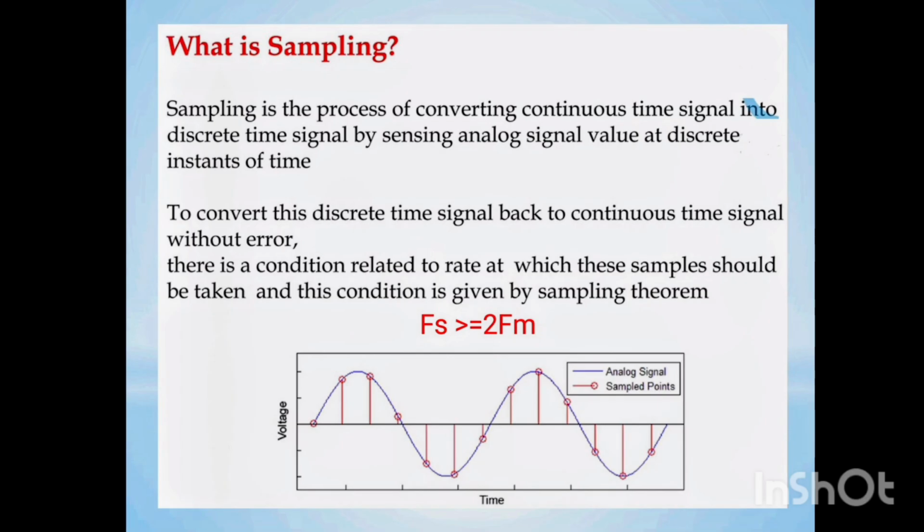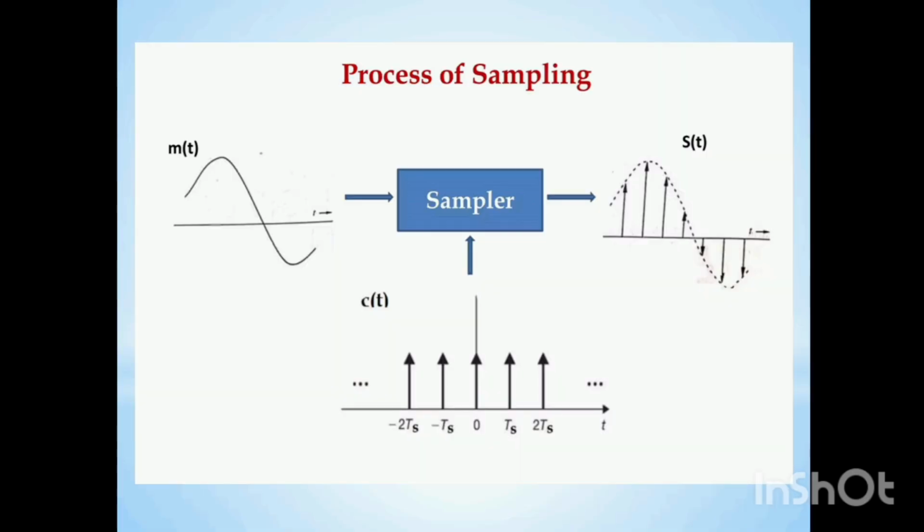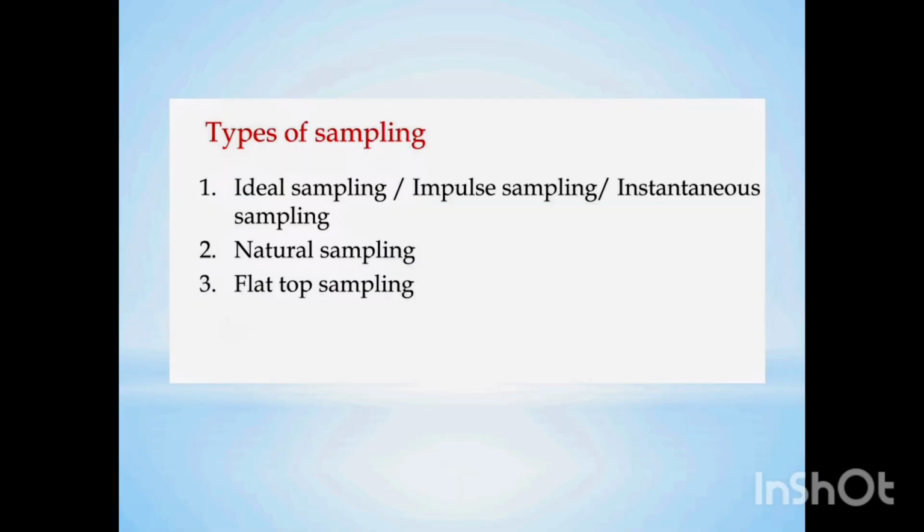Here in the diagram you can see that this blue color shows the analog input signal and red color is the sample signal. So this is the process of sampling, where the sampler multiplies these two signals to get the sampling signal s(t). There are three types of sampling: ideal sampling, natural sampling and flat top sampling.